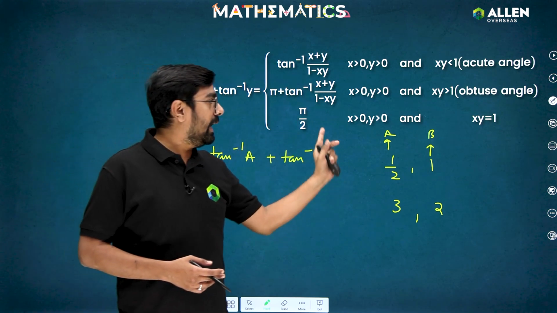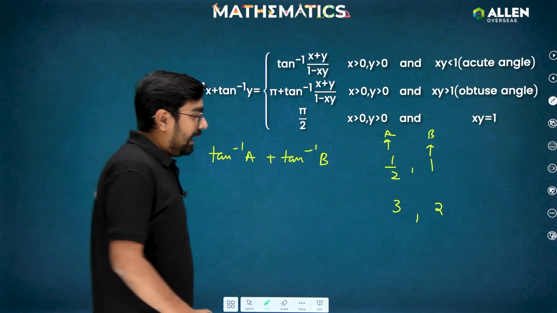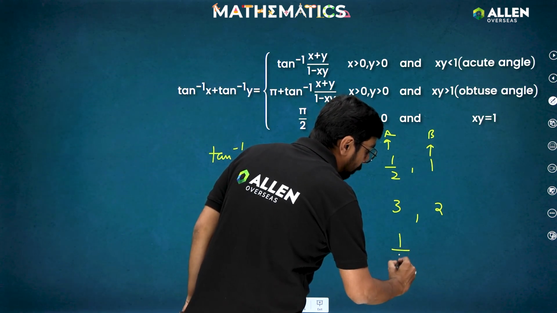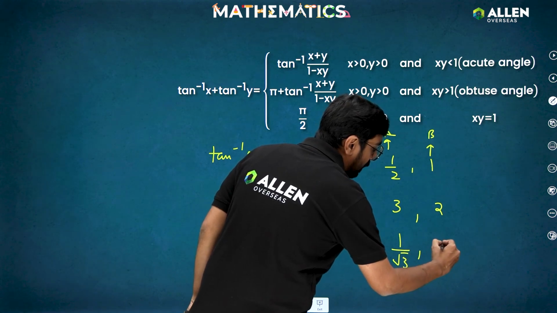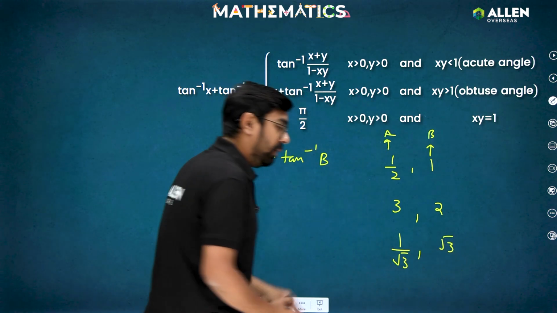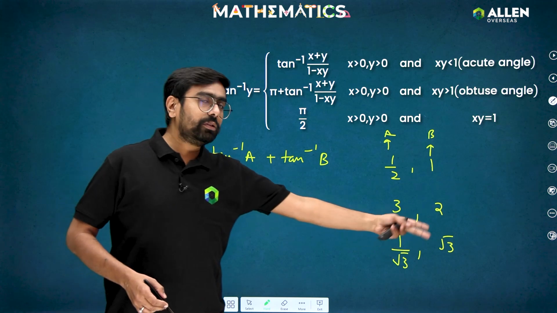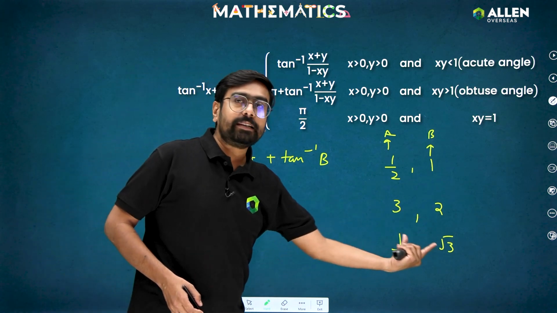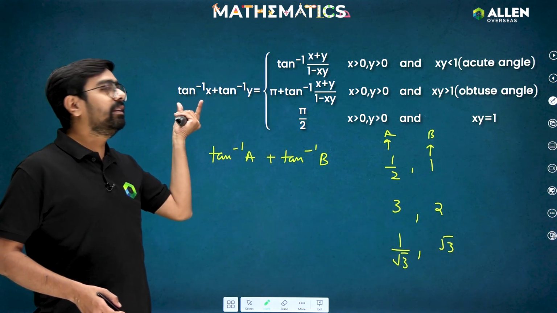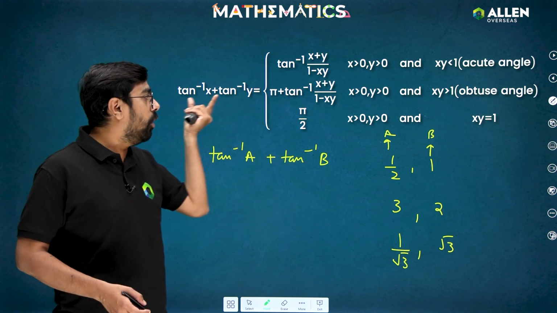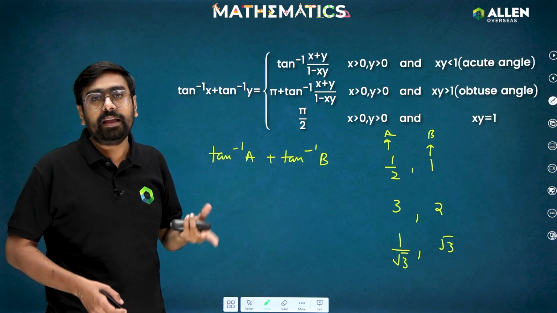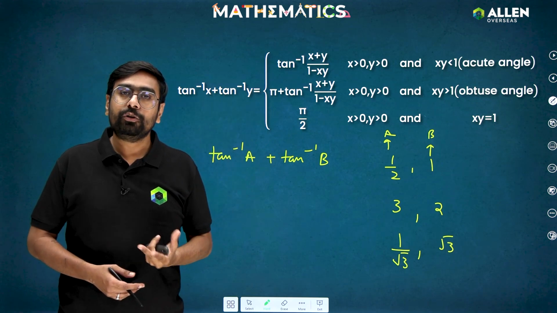And if x and y both are greater than 0 and their product is, let's say, 1, let's say our values are 1 by root 3 and root 3. 1 by root 3 is greater than 0, root 3 is also greater than 0, but their product is equal to 1. In that case, tan inverse of a plus tan inverse of b, or tan inverse of x plus tan inverse of y, will be equal to pi by 2.